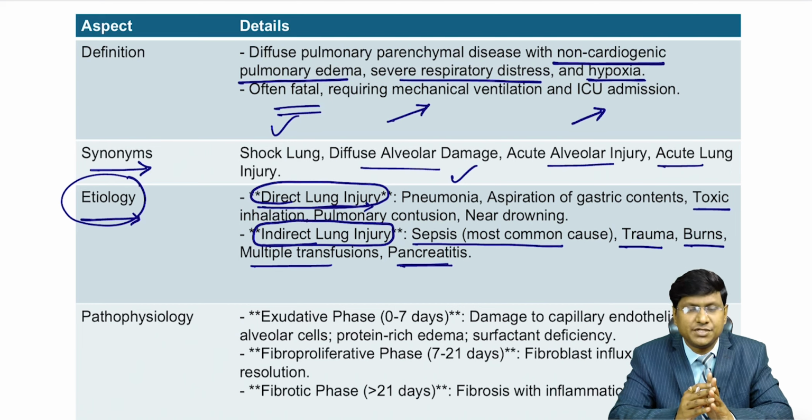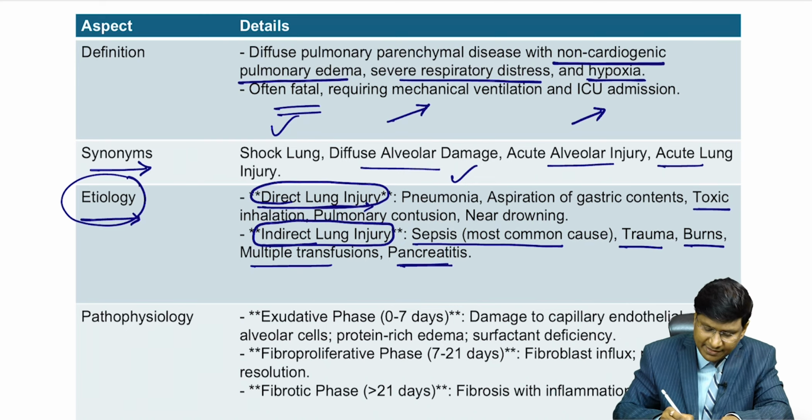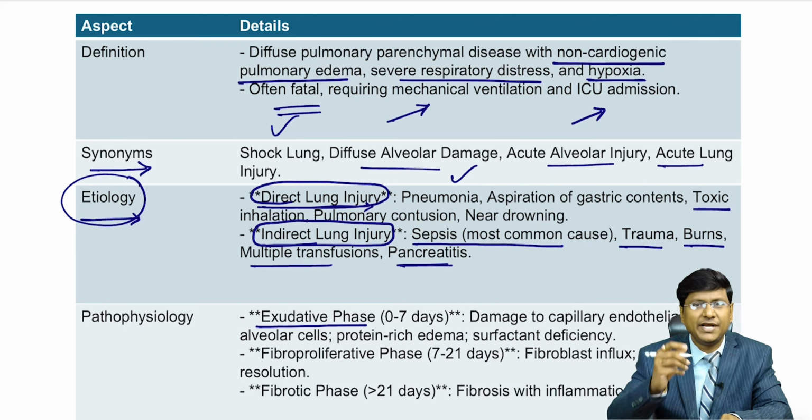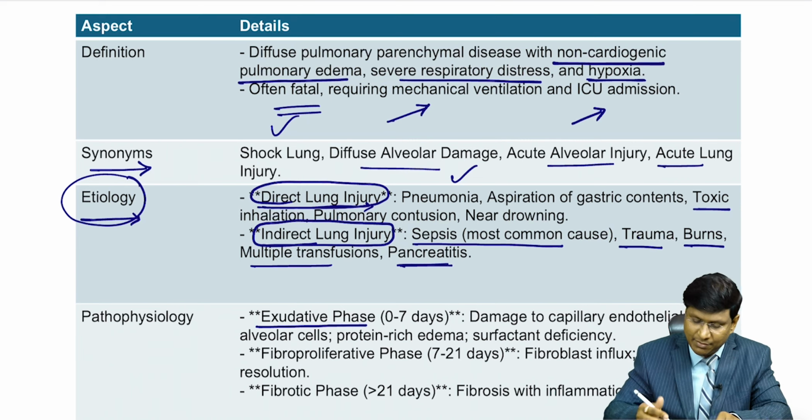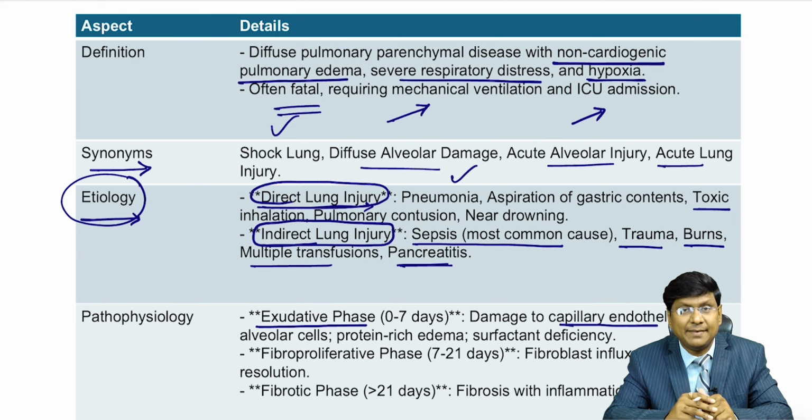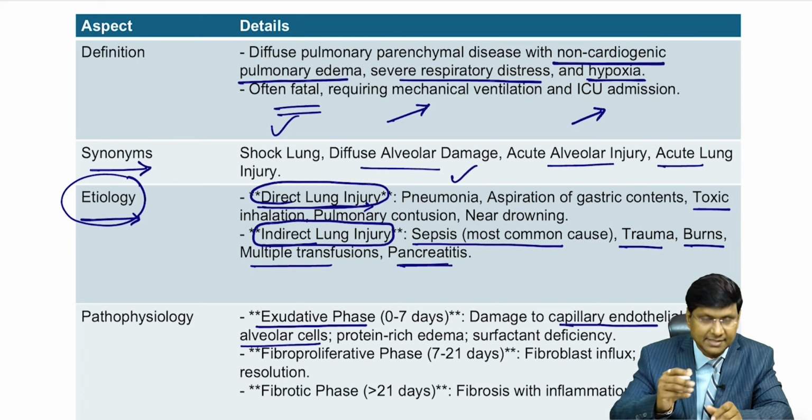Now if you take the pathophysiology, you have the exudative phase, followed by the fibroproliferative phase, then the fibrotic phase. So these are the three phases in ARDS. Now take the exudative phase. The duration is around 0 to 7 days, and in the exudative phase there are two important changes that occur. Number one, there will be damage to the capillary endothelium, and there is damage to the alveolar epithelial cells.